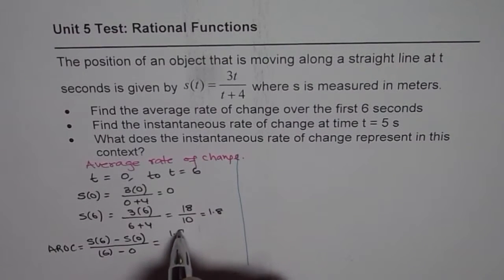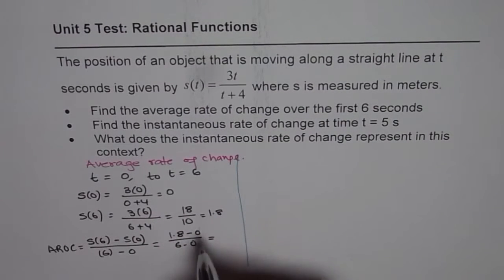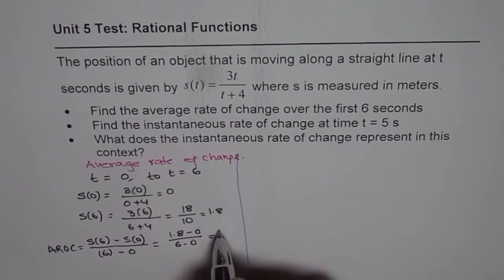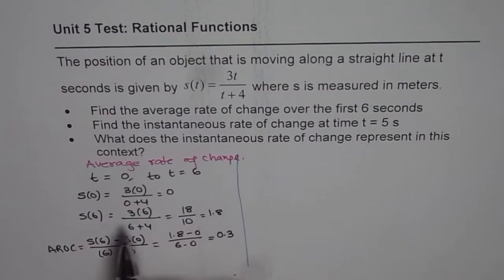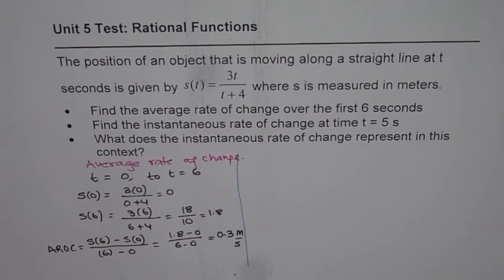So you can plug in the values here. You get 1.8 minus 0 divided by 6 minus 0. So 1.8 divided by 6, you can use a calculator, is 0.3. So we get 0.3, and the units will be, the unit of displacement is meters and time is seconds, so it is meters per second, right? So that is your average rate of change for the first 6 seconds.